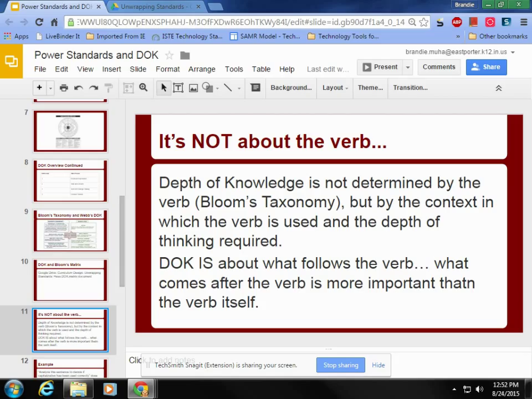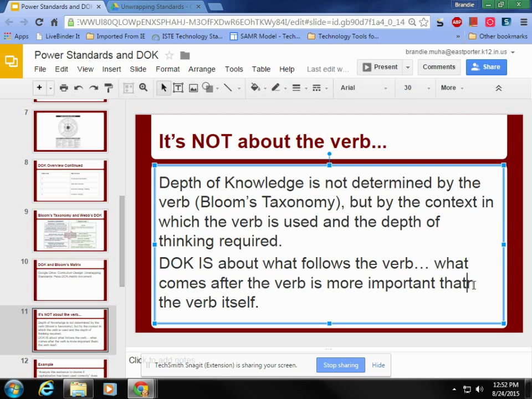So when we're thinking about depth of knowledge, it's not about the verb. Depth of knowledge is not determined by the verb like Bloom's taxonomy, for example, understand, but it is determined by the context in which the verb is used and the depth of thinking required. So depth of knowledge is about what follows the verb. What comes after the verb is more important than the verb itself. Let's go ahead and fix that spelling error there.